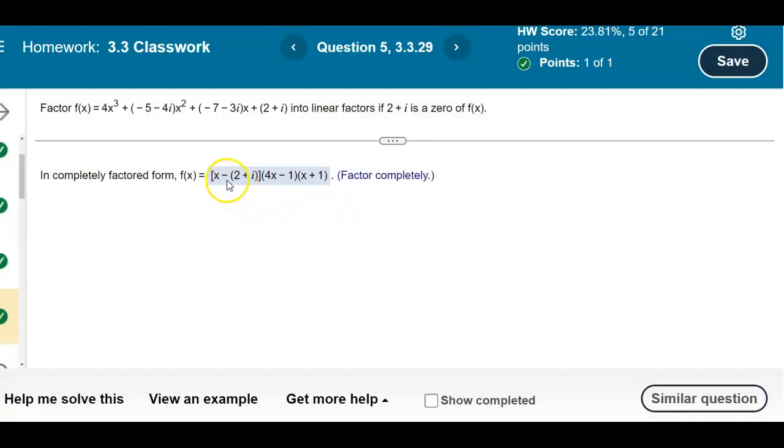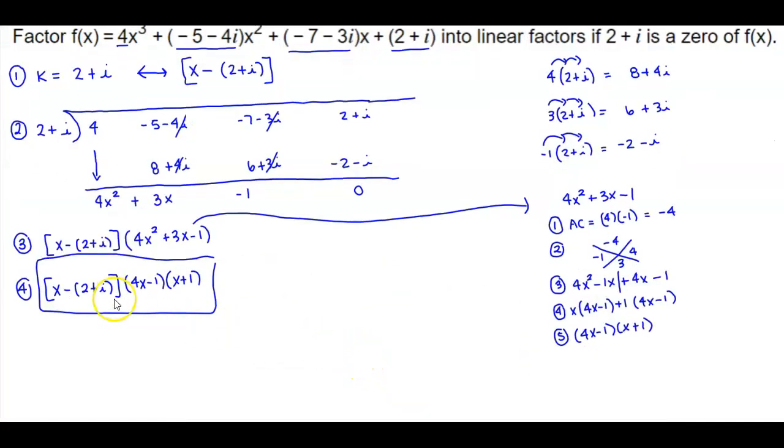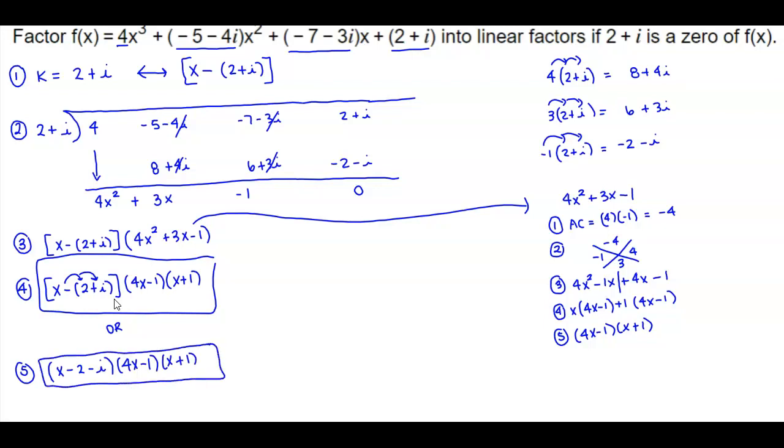Now, I want to come back and take a look at this. This can also be written in the other form. If we wanted to finish this problem, it would be correct if we distributed this minus sign, and then this becomes x minus 2 minus i times 4x minus 1 times x plus 1. This is the same result. So we can put it either way, and it can be put in either case.